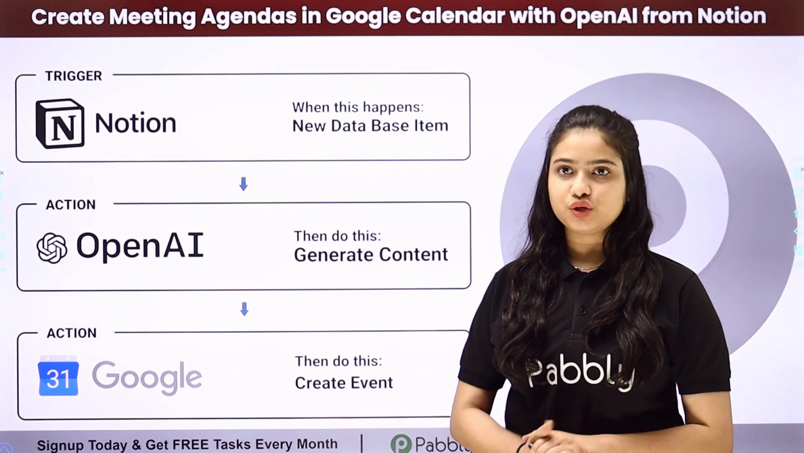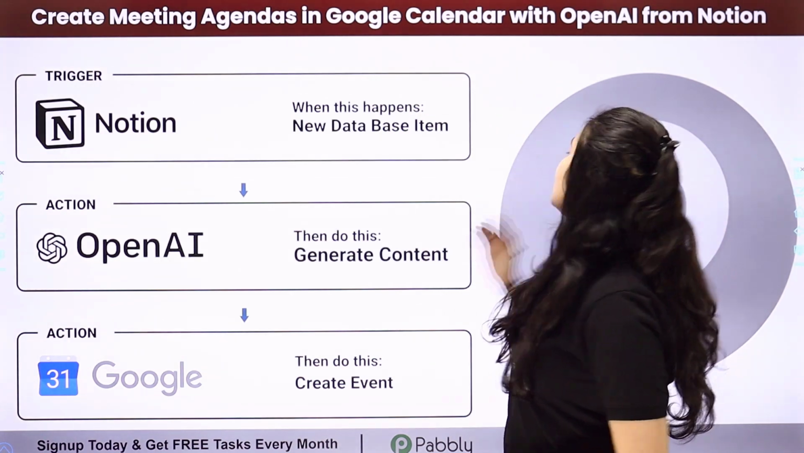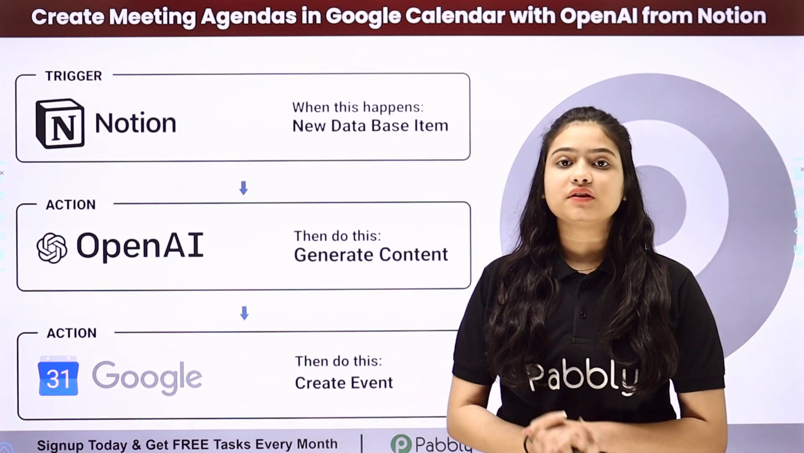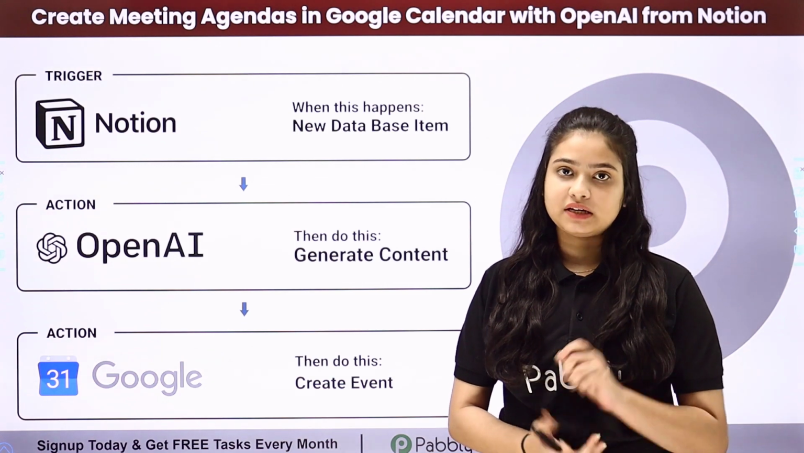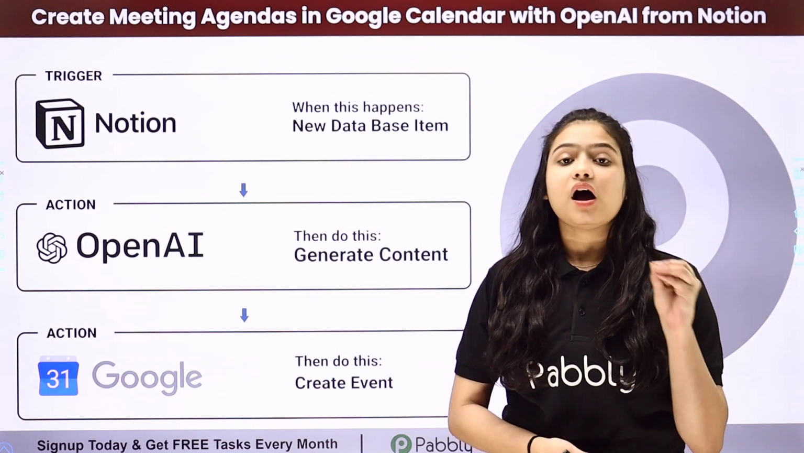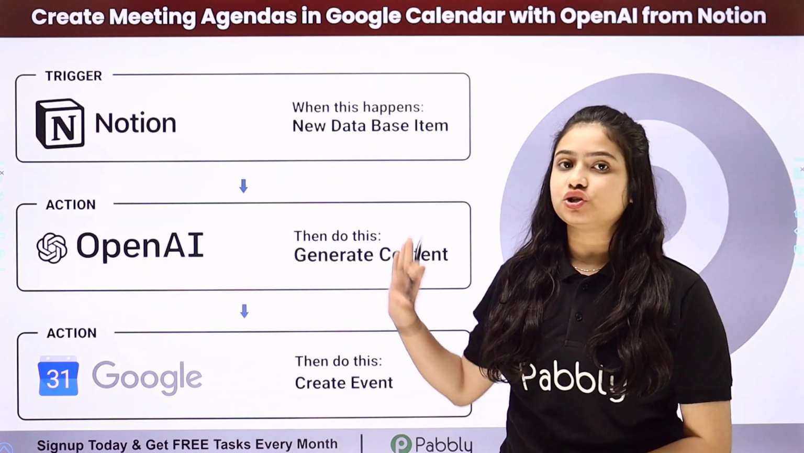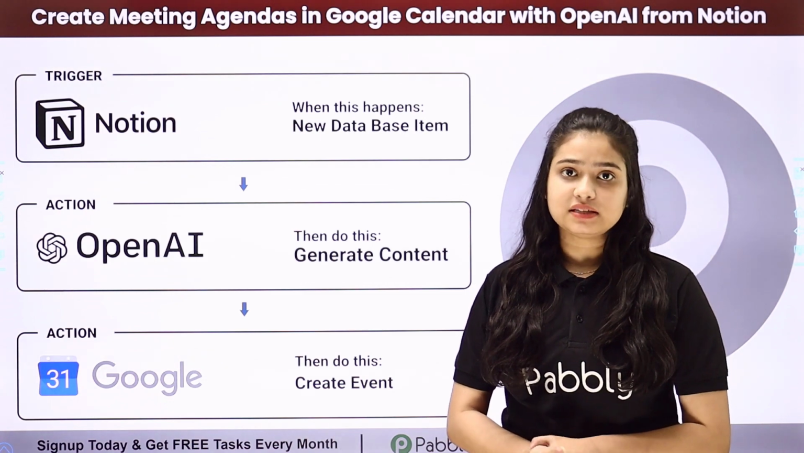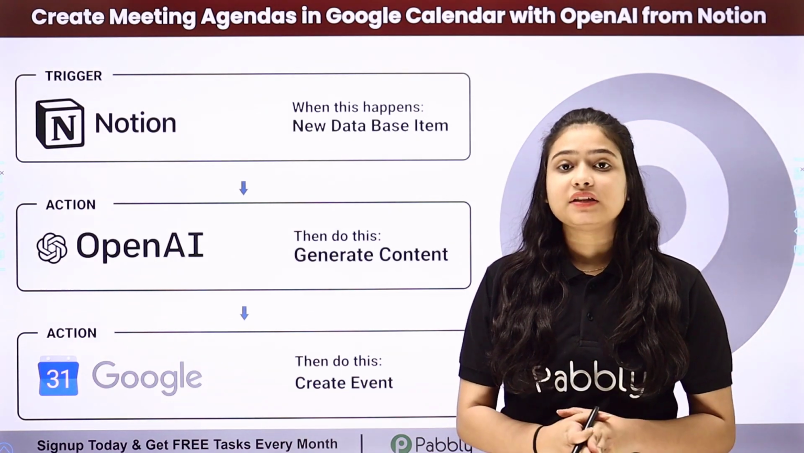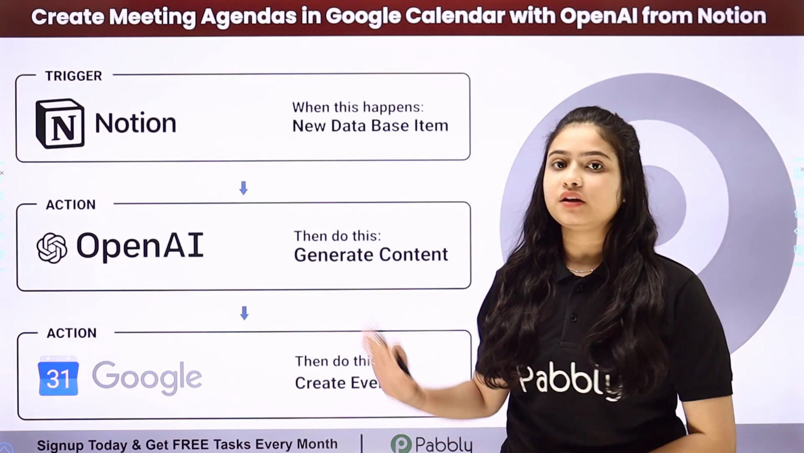In this video, we are going to learn how to create meeting agendas in Google Calendar with OpenAI from Notion. Suppose I want that whenever I add a new meeting title in my Notion database, automatically, by using that same title, content should be generated by using OpenAI. That means the meeting agenda should be generated for that same meeting title by using OpenAI. And after that, by using the same details of that meeting, automatically an event should be created in Google Calendar.